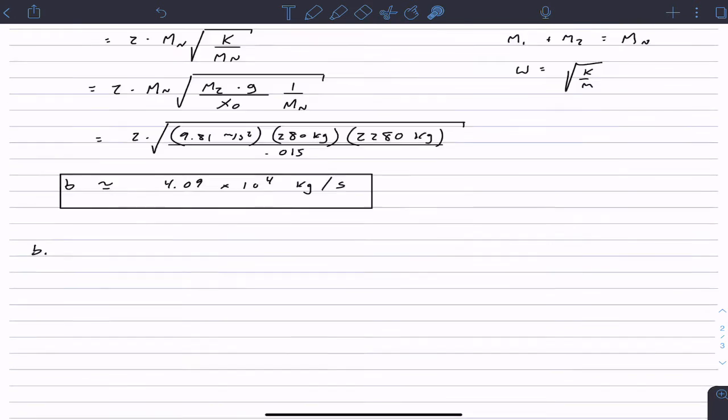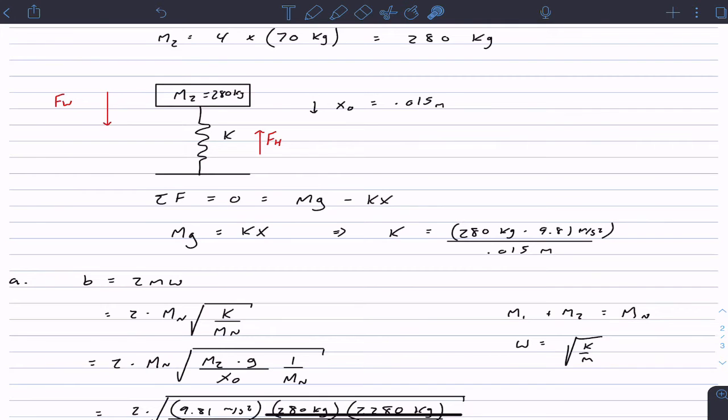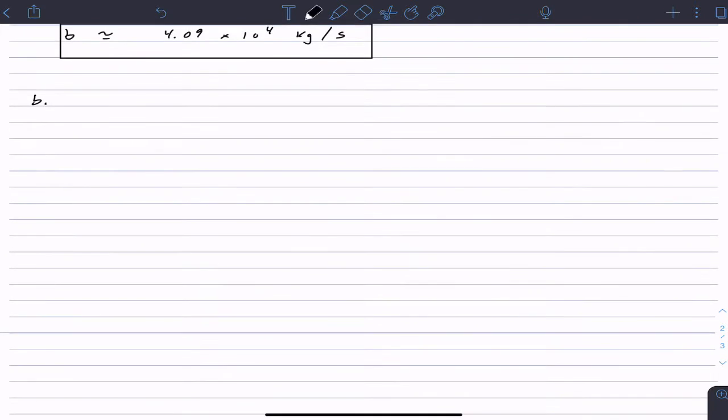Pretty much what we're being asked to do is just ignore the damping constant entirely, because it's saying that, okay, now there's no damping from the shocks, and like I said before, when you hit a bump, this thing is just going to bounce up and down like crazy, right? We want to know what is the period of that oscillation if there was no damping.